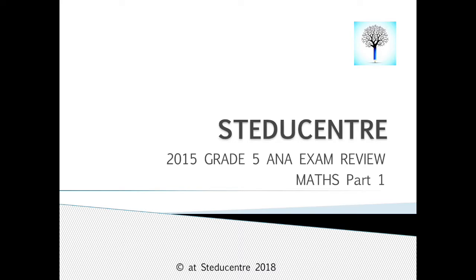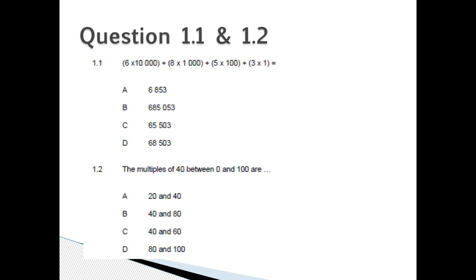Part 1. Question 1.1. 6 times 10,000 plus 8 times 1,000 plus 5 times 100 plus 3 times 1 is equal to how much? A. 6,853. B. 685,053. C. 65,503.